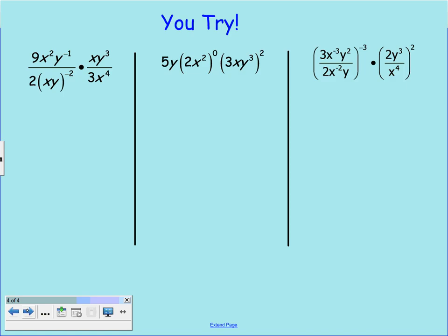What I want you to do is try these 3 problems for homework. Again, just simplifying and reducing, and we'll start up our next class with these problems here.